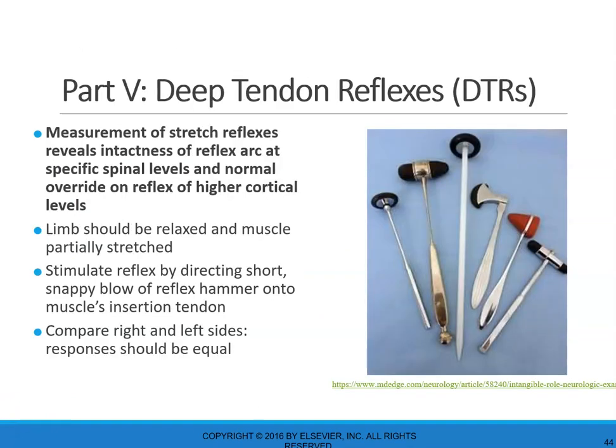For deep tendon reflexes, you want to make sure that the limb is relaxed. If you don't have the limb relaxed, then you will not have an adequate reading of how brisk or flaccid the reflexes are. So if you're using the lower extremities, you want to make sure they're dangling off of where the person is sitting. And you want to give a short, snappy blow of the reflex hammer to the insertion tendon of the muscle.